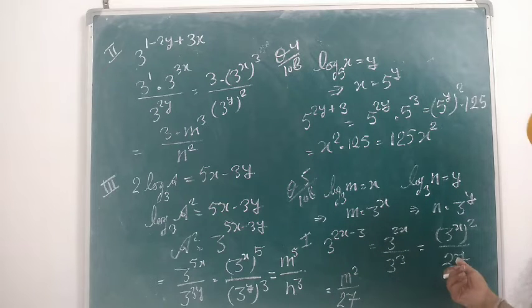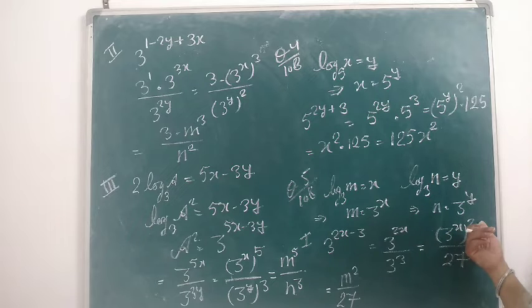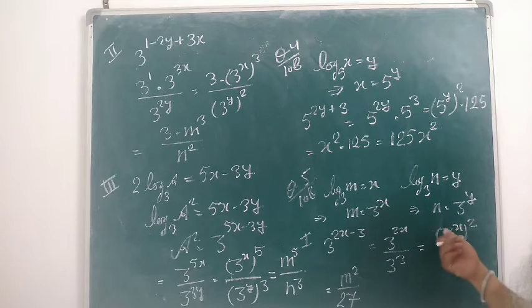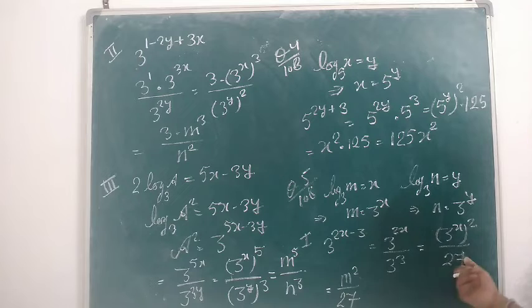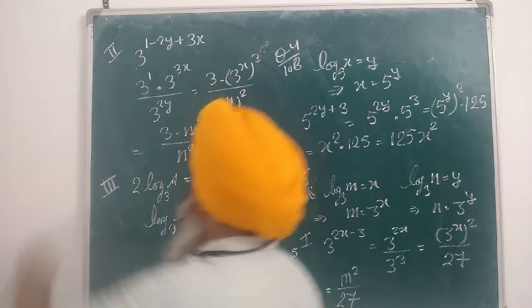3 raised power 3 is 27. 3 raised power 2x: 2x means x multiplied by 2, that is x power 2. 3 raised power x is what? It is m, and power 2 gives m square, 27 already. So this is the answer of the first part. Now come to the second part.